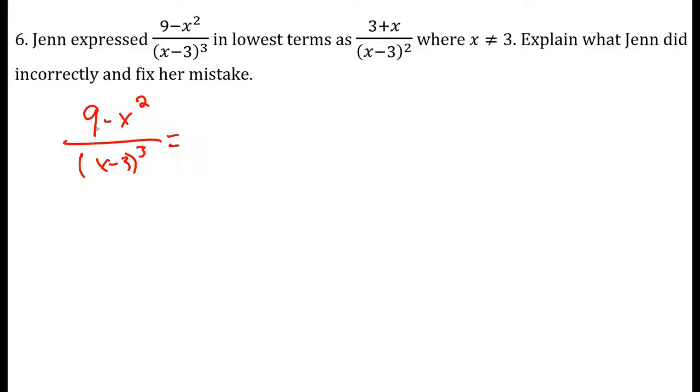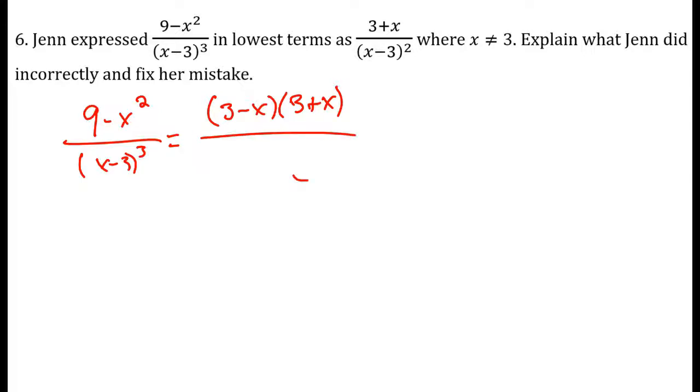Well, the numerator, that's the difference of perfect squares. That's 3 minus x times 3 plus x. Notice how the 9 is in the front seat. So when I factor it, 3 is going to be in the front seat. Don't panic because x is not in the front. 9 is the first term, so it goes in the front.